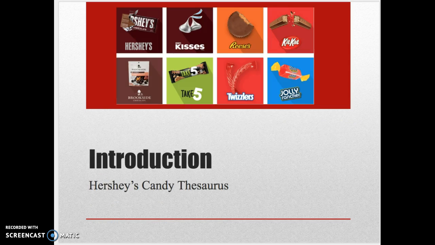After considering several thesaurus topics, we chose candy as our topic. After realizing how broad that domain could be, we decided to focus our efforts on creating a thesaurus for the Hershey Company.